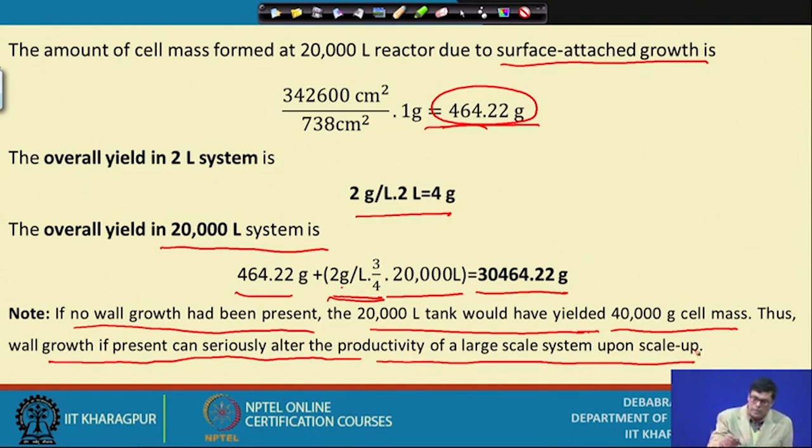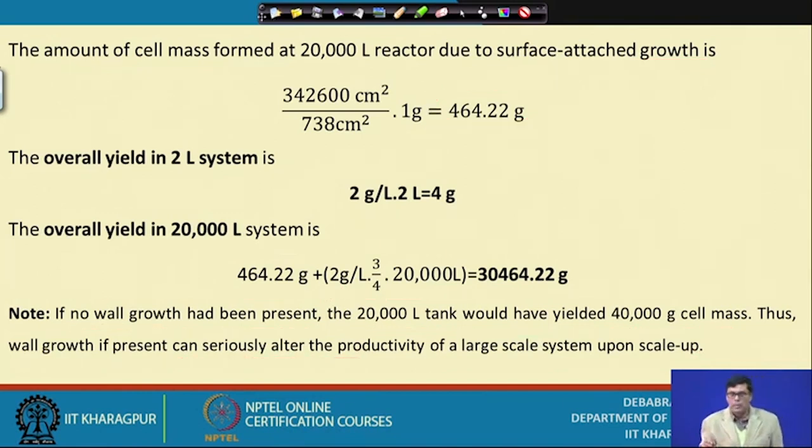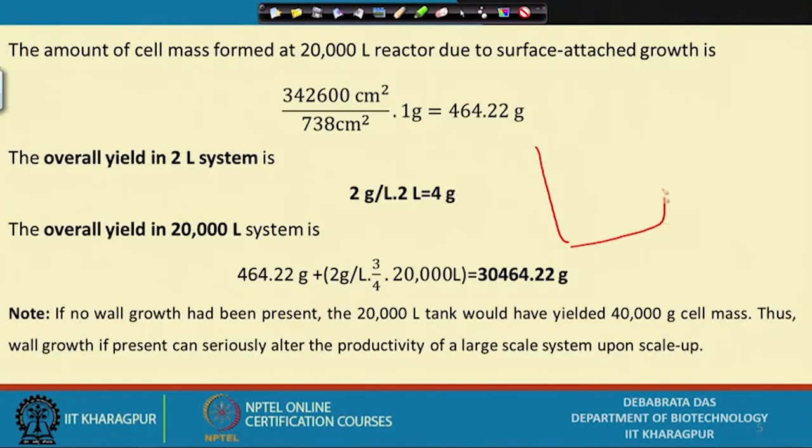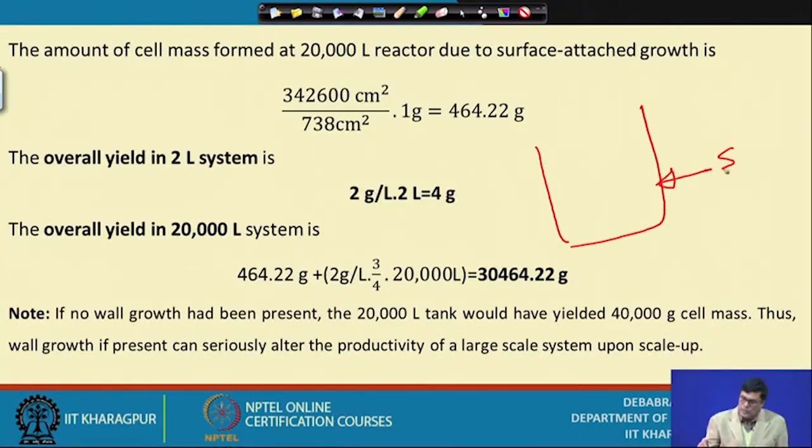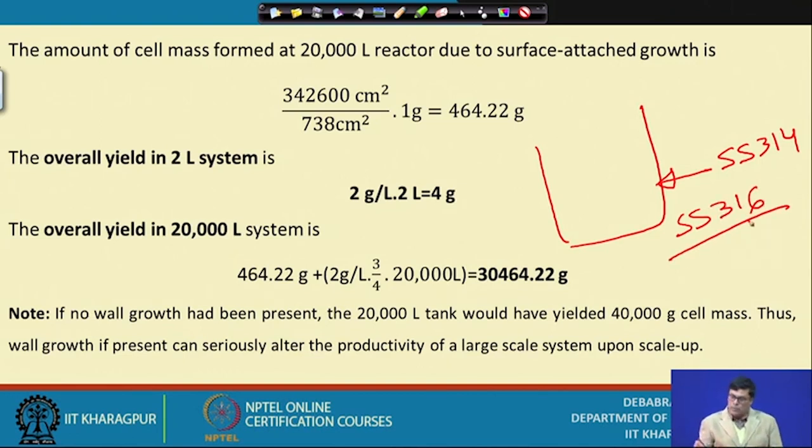So, that is one very interesting thing that we have: the material of construction of the fermenter plays a very important role. Usually the fermenter material of construction should be stainless steel. Now, as you know, stainless steel may be of different types. In the chemical industry we use SS314, and in the fermentation industry we use SS316. Sometimes we want some kind of special type of stainless steel.